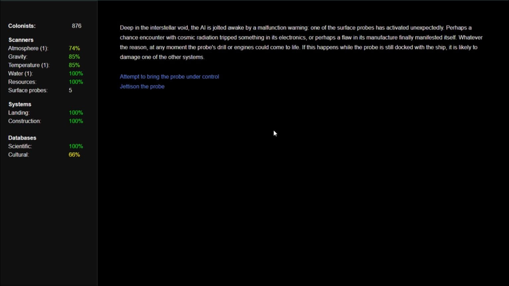Deep in the interstellar void, the AI is jolted awake by a malfunction warning. One of the surface probes is activated unexpectedly. Perhaps a chance encounter with the cosmic radiation tripped something in its electronics. Perhaps a flaw in its manufacture finally manifested itself. Whatever the reason, the probe's drill or engines could come to life. If this happens, if the probe is still docked in the ship, it's likely to damage one of the other systems. No, just get rid of the probe.